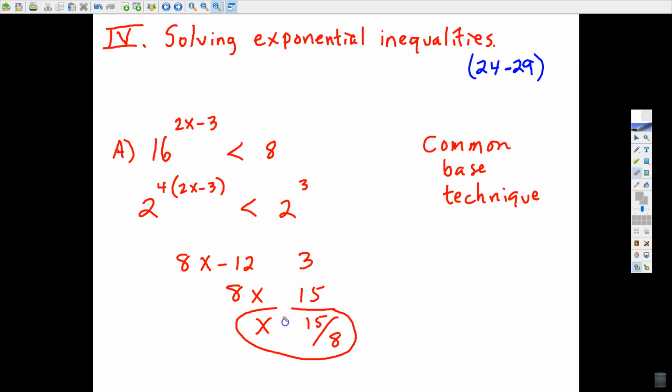Oh, man. Sorry about this. Somebody should have stopped me. This is not an equation. Yeah, it should be less than 15/8. Sorry about that. Got carried away. Please don't do what I did. Make sure if it's an inequality, you write your answer as an inequality. All right, let's try another one.